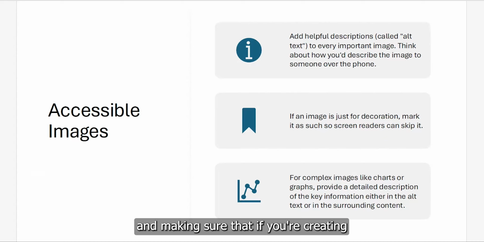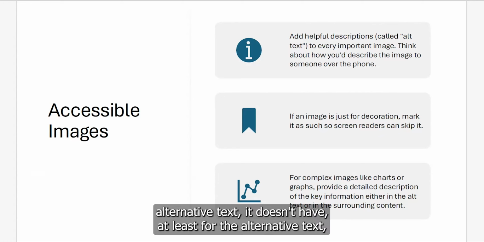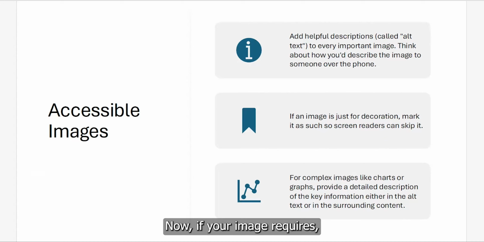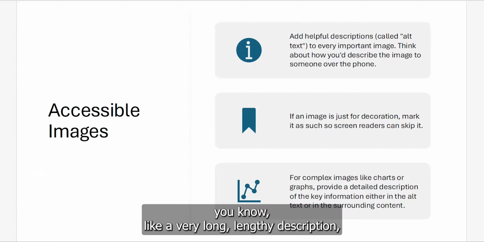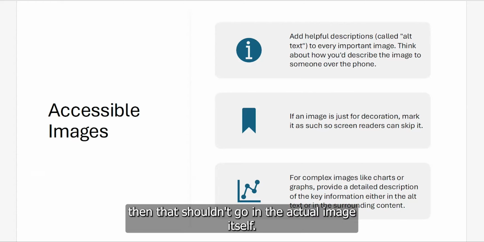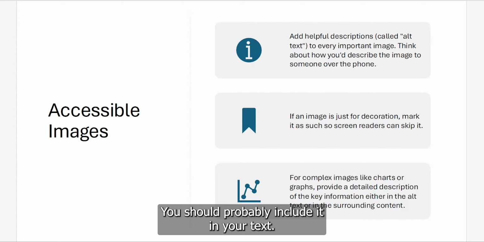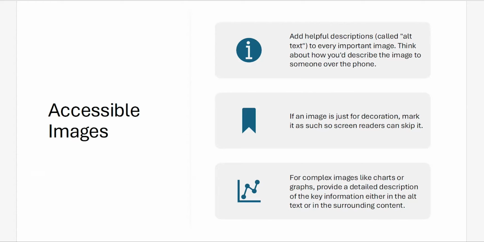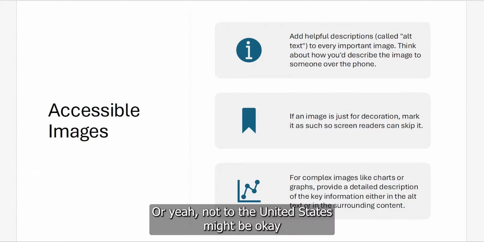And if you're creating alternative text, you just want to try to describe the image like if you were talking to someone over the phone. Now, if your image requires a very long, lengthy description, then that shouldn't go in the actual alternative text itself. You should probably include it in your text. So, for example, with charts or graphs, simply saying a map of the United States might be okay.